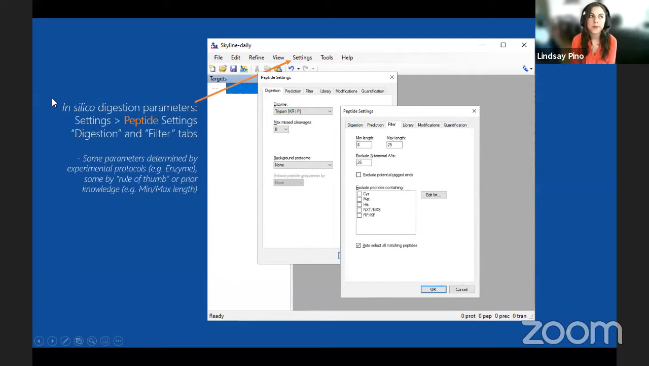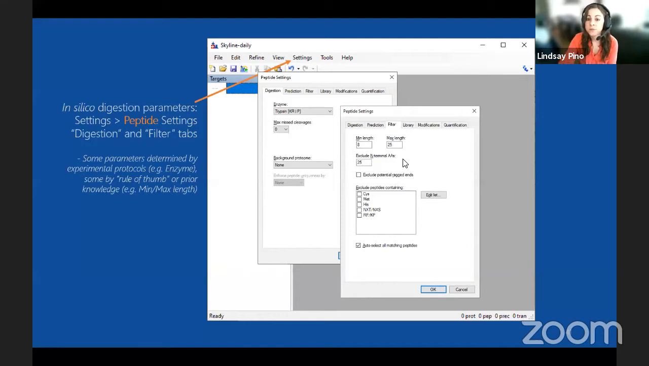What we can do first is called an in silico digest. This is where you just take the peptide sequence and, based on whatever enzyme you're going to use to digest, have the computer break up the protein into the different peptides. To do this, you would go to settings, peptide settings, digestion and just set up whatever enzyme you wanted to use for your experiment. And then you can use the filter tab to specify a minimum and a maximum peptide sequence length.